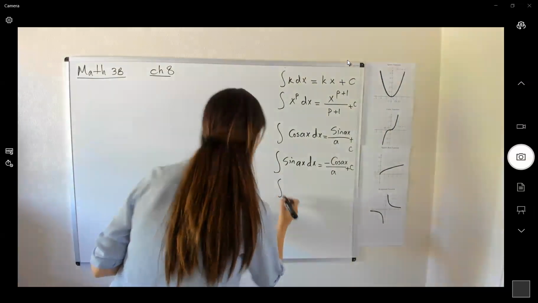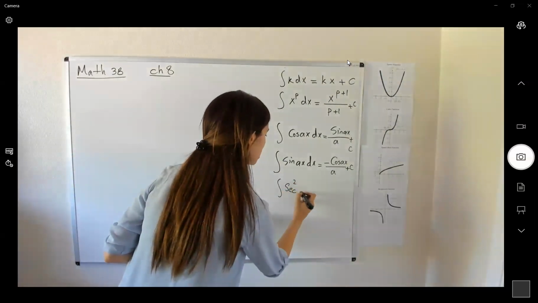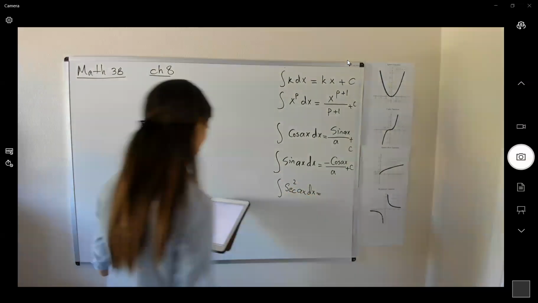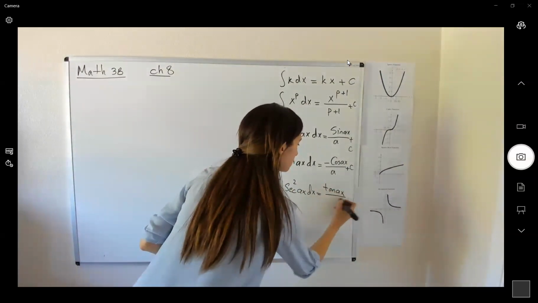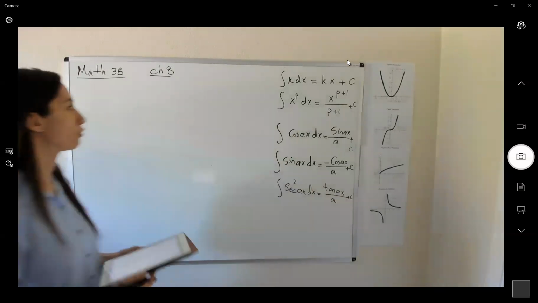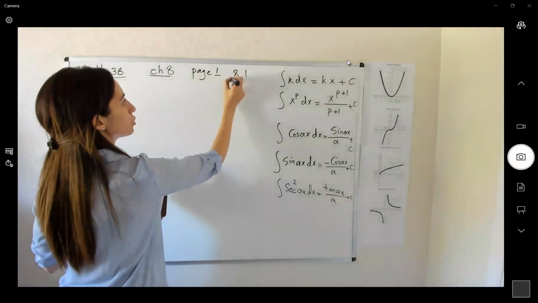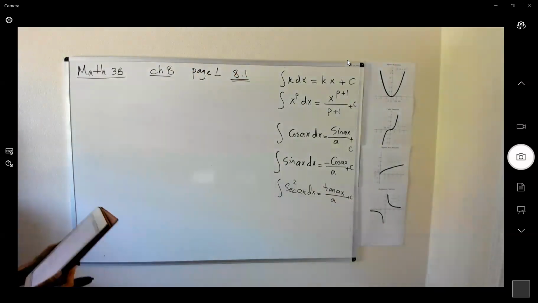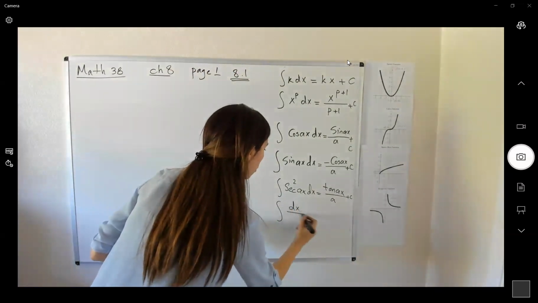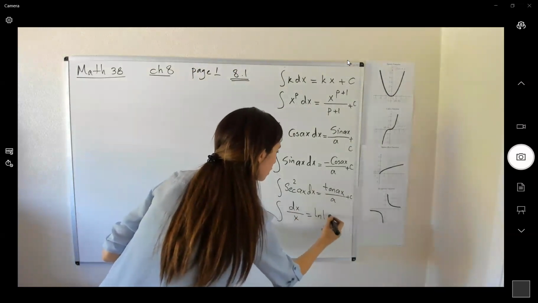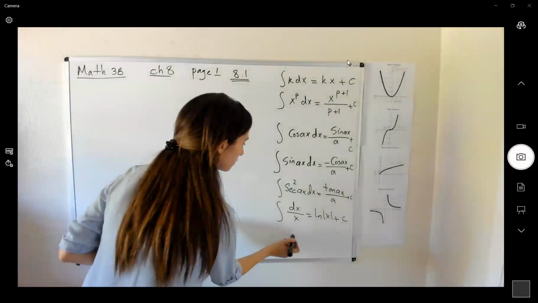If you have the integral of secant squared ax dx, this guy is equal to 1 over a tangent ax plus c. You can find all formulas on page 1 of 8.1. For example, if you have the integral of dx over x, it is ln of absolute value of x plus c, and the rest of them.